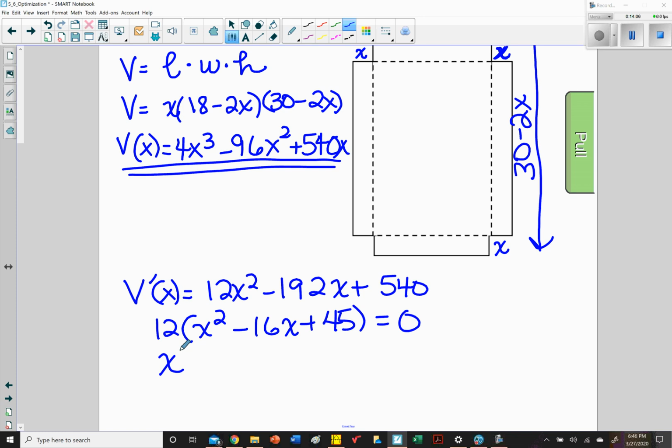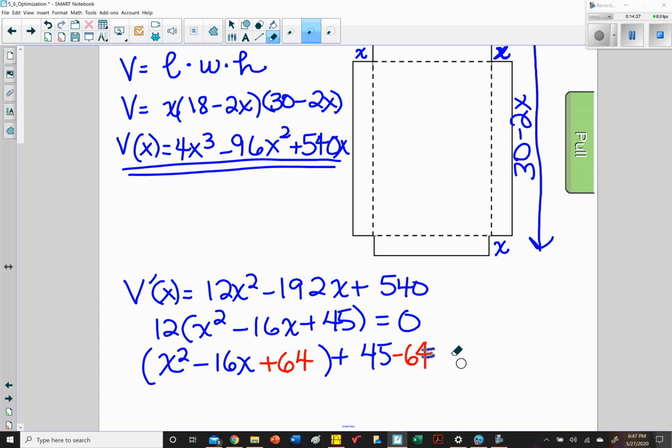That's not so pretty. There are no factors of 45 that add up to 16 that I can think of off the top of my head. So I tell you what, we will complete the square. How about that? I'm going to move the 45 out to the side and think about half of 16 is 8. 8 squared is 64. So we can add and subtract 64 on the same side of the equation and keep that balanced and solve.